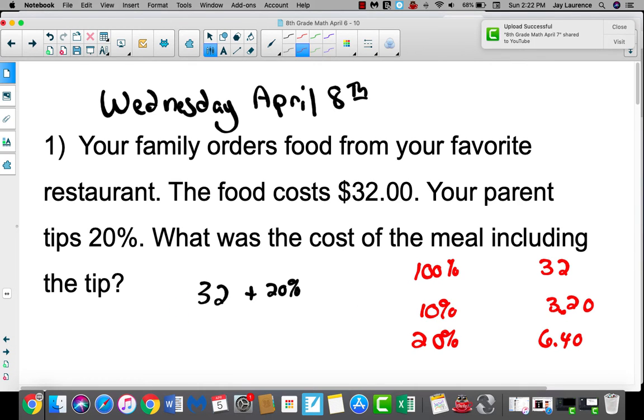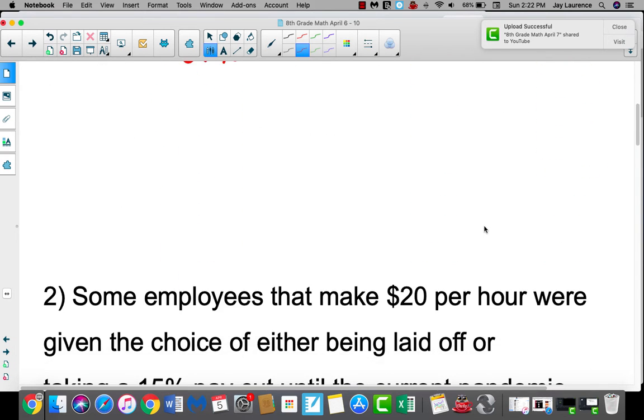So to get the total cost of the bill, I'll take my $32 and I'll add $6.40 for the tip. And I'm up to $38.40. Yeah, pretty easy stuff. Okay.